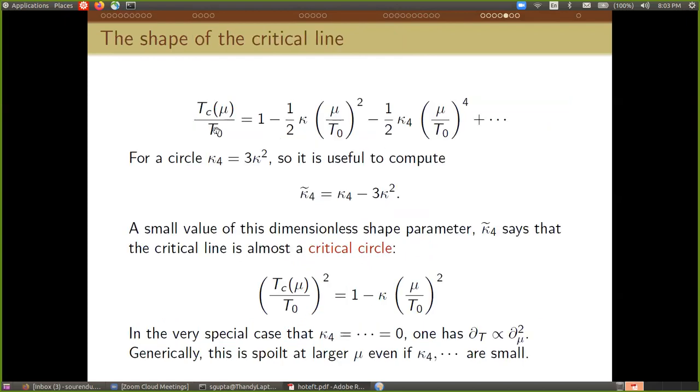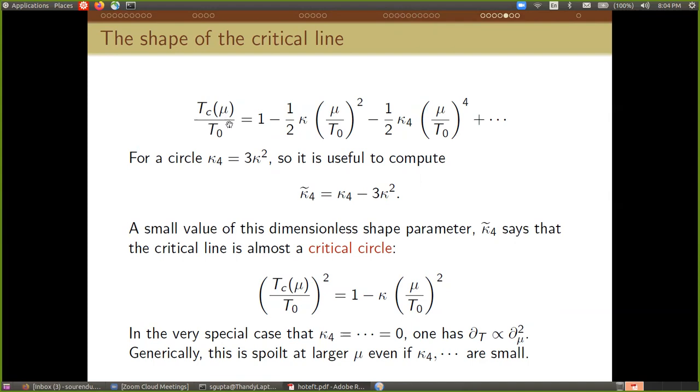The effect of this is when you look at TC, how TC varies with mu, you find that there could be a variation. Okay, you take this TC at finite mu, divided by T0, which is TC at mu equal to zero. Okay, you'll have an expansion of this kind at finite mu. Okay, my kappa, kappa 4 are shape constants for this curve of TC.